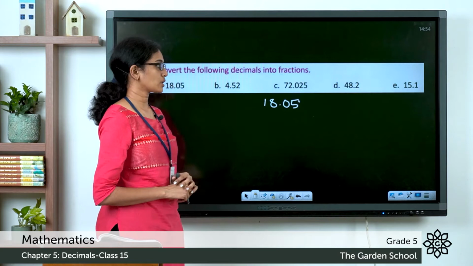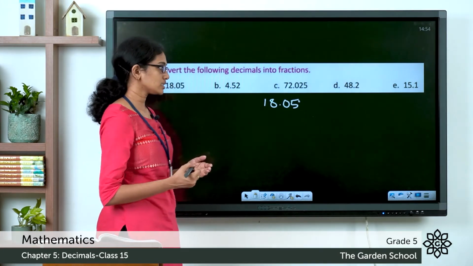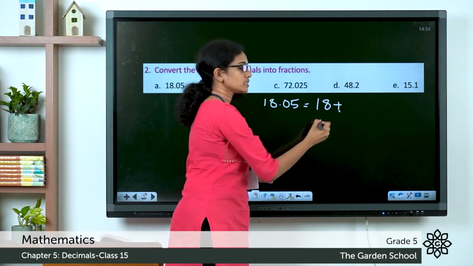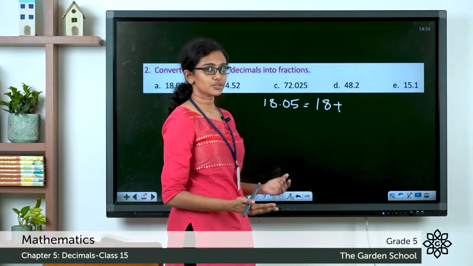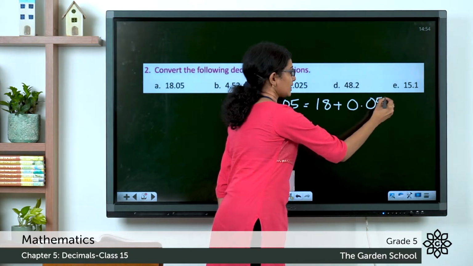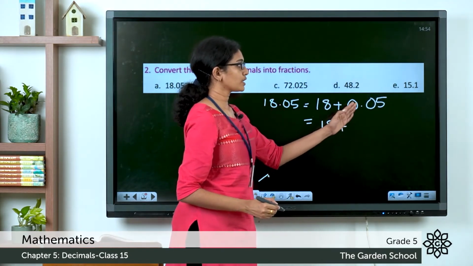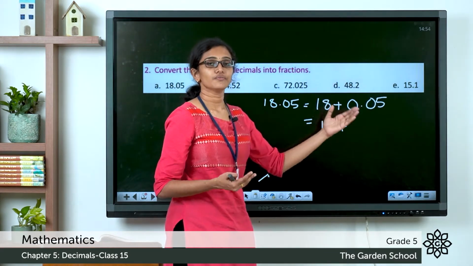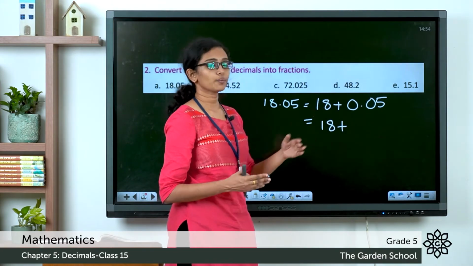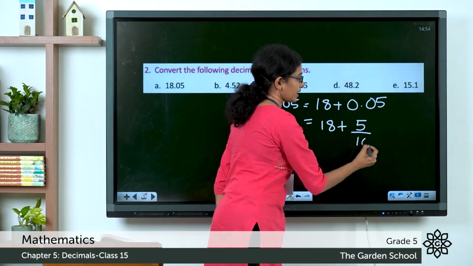Question A, 18.05. So we can write this 18.05 as 18 plus 0.05. And again, that is equal to 18 plus, what is 0.05? It is actually 5 by 100, right? 5 by 100 gives you the decimal 0.05. That is equal to 5 by 100.